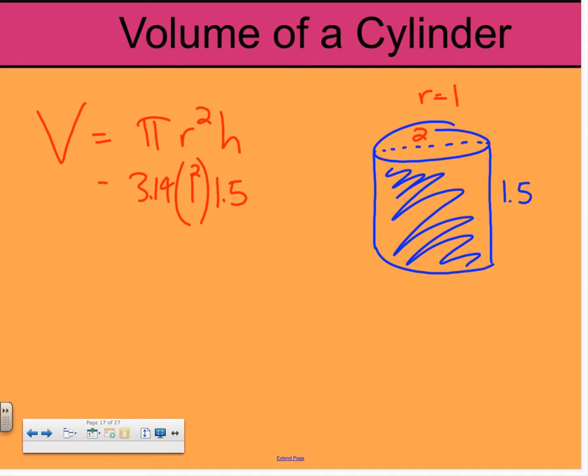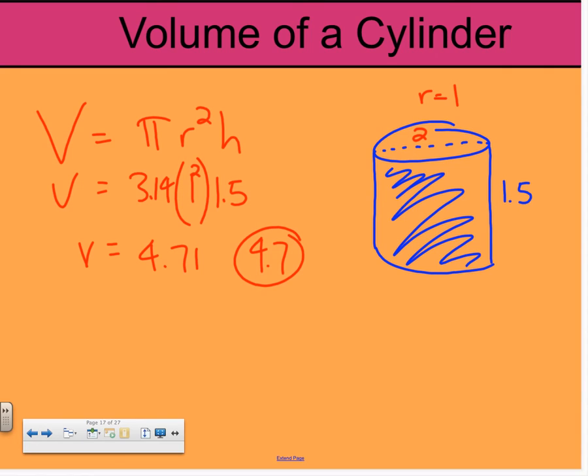Okay, so we're in business. So I've got 3.14 times 1 squared. Well, 1 squared, 1 times 1 is 1. And 3.14 times 1 is just 3.14. So now I do 3.14 times 1.5, and I get 4.71. Now, the problem said to round to the nearest tenth, so I need to really write it as 4.7.